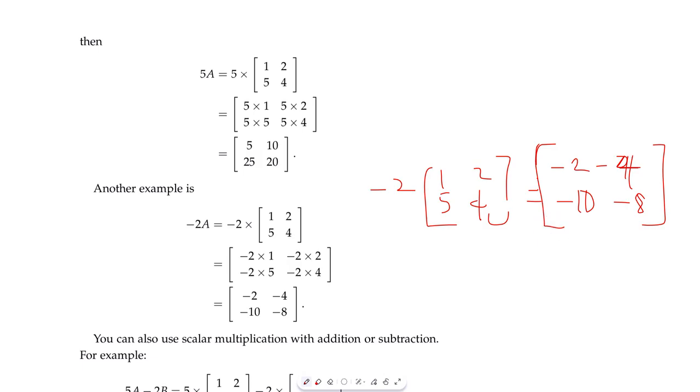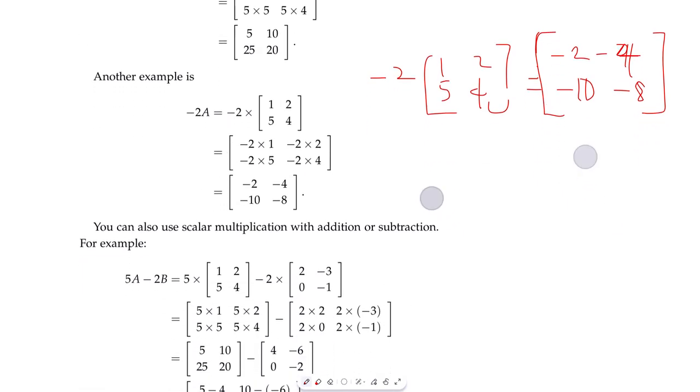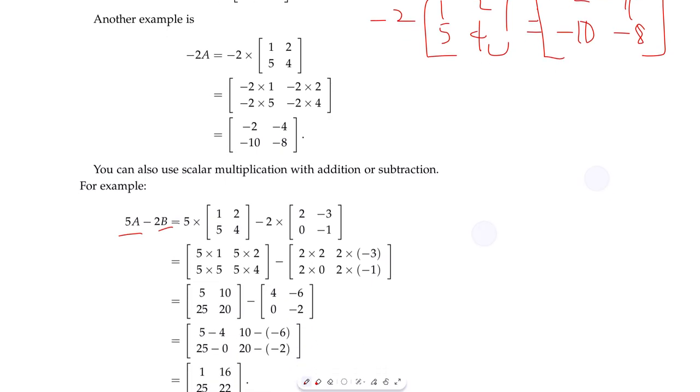Now, you should also note that we can use scalar multiplication for addition and subtraction. If you have a question like 5A minus 2B, you just need to multiply your matrix A with 5 and your matrix B with minus 2. So look at it. Matrix 5A is 5 times 1, 5 times 2, 5 times 5, 5 times 4, which will give us 5, 10, 25, 20. Are you seeing that now?